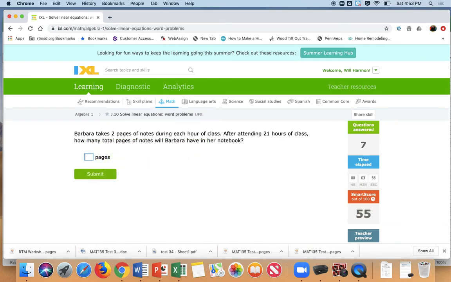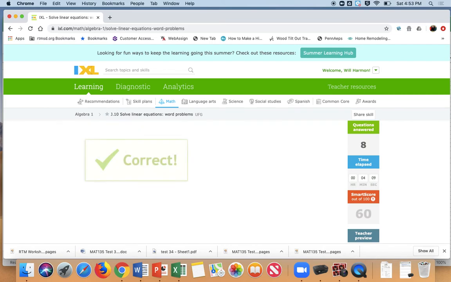Barbara takes 2 pages of notes during each hour of class. After attending 21 hours of class, how many total pages of notes will Barbara have in her notebook? So if it's 2 per hour and you've been going for 21 hours, it's going to be 2 times 21, and that's 42.